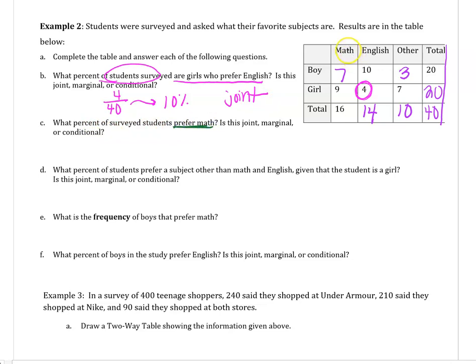Okay, next one. What percent of students surveyed prefer math? Okay, so here's math. I see 16 people prefer math. So 16 divided by our total of 40. Now, since this number came from the margin, that's a total, that's a subtotal, divided by the grand total, this would be marginal.